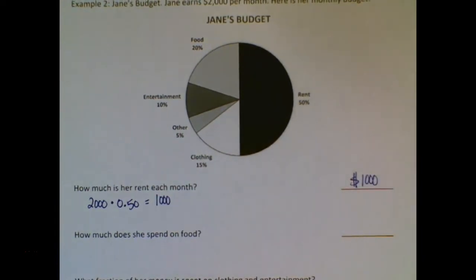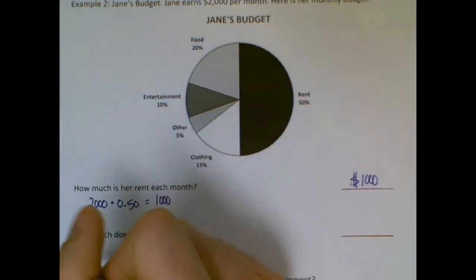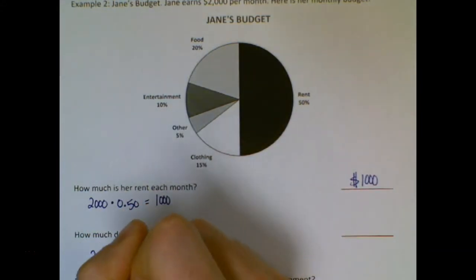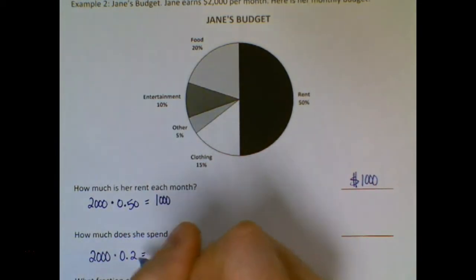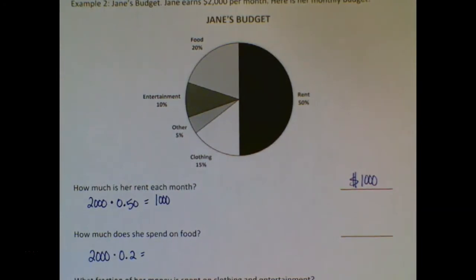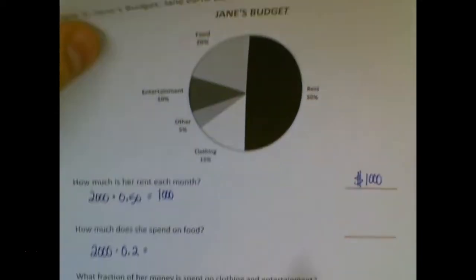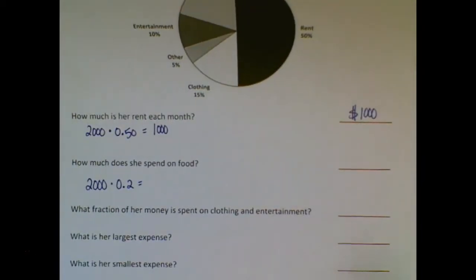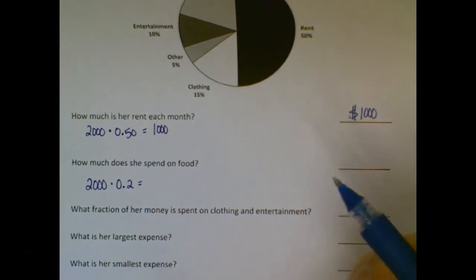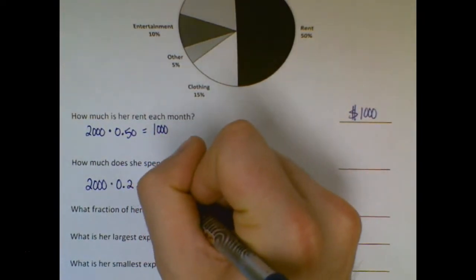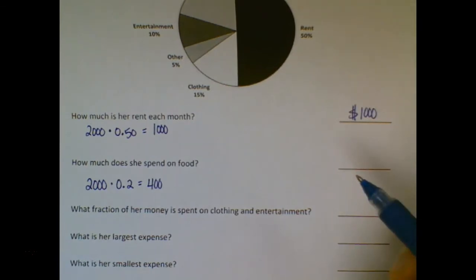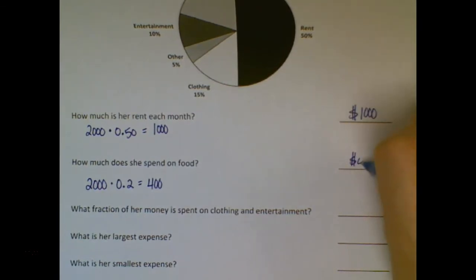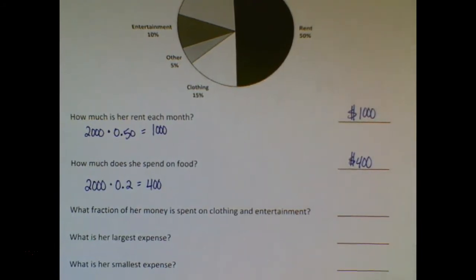All right, let's take a look at food. So food is 20% of her budget. So we're going to, again, take that $2,000 and multiply it by 20% as a decimal is 0.2. Go ahead, plug that into your calculator, see what you get out of it. If you do it correctly, you will figure out that 20% of 2,000 is 400. So again, dollar sign for our answer. She's spending $400 a month on food.